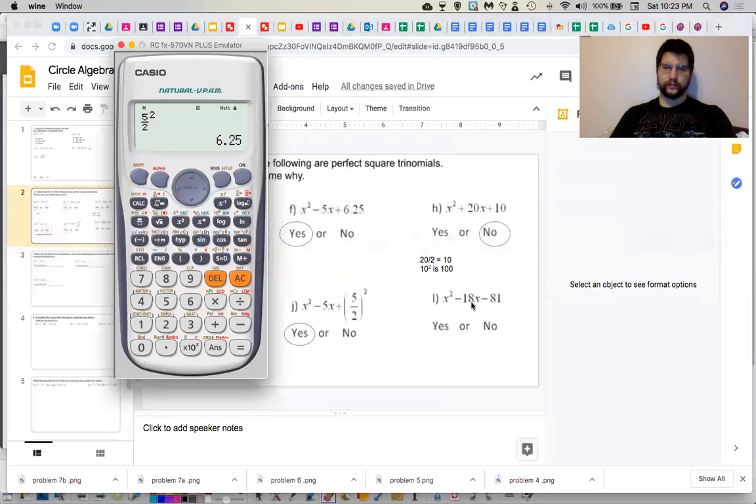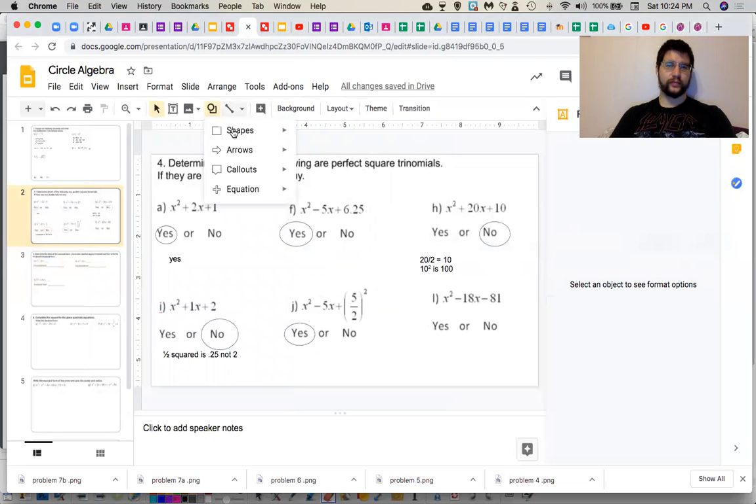And last one here. -18 divided by 2, and I square that, and I get 81, and it's 81, but look at that. They said -81. These are always going to be positive, people. So this is a no.